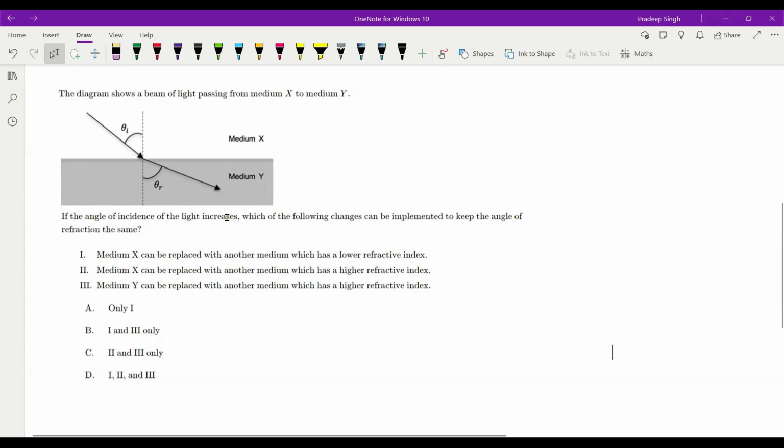In all questions of refraction, always start with Snell's law. Now Snell's law states that the product of the refractive index n with the sine of the angle of incidence is always a constant. N sine theta is a constant. So let's apply that logic here. In the medium X, let's say the refractive index is Nx. So Nx stands for the refractive index for the medium X multiplied by sine of the angle in that medium.